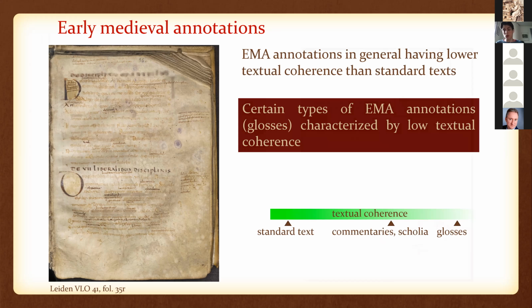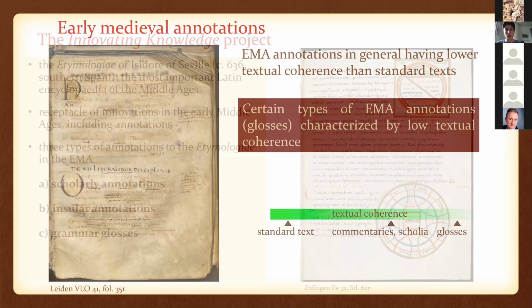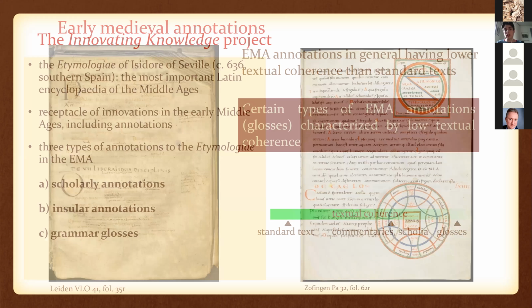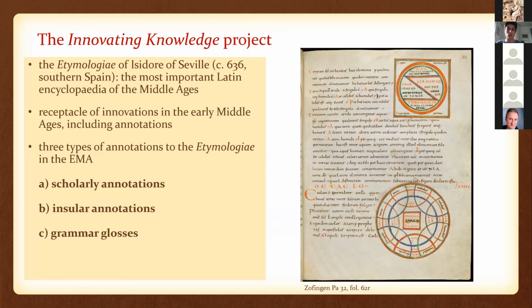In my particular case, in my project, we're talking about glosses to the Etymologiae of Isidore of Seville. This text is the most important Latin encyclopedia of the Middle Ages. It was extremely important, particularly in the earlier period of the Middle Ages, when it became an important receptacle and vehicle of innovations. It underwent a process which can be likened to Wikipedization. One of those innovations that concerned this text was annotation. This text began to be annotated already very early after its dissemination, in the 7th century, in several different ways. But I will be talking here specifically about one type of annotations, what I will be calling grammar glosses. That is the kind of annotations that are very low on that spectrum of textual coherence. They are not very coherent, in other words.